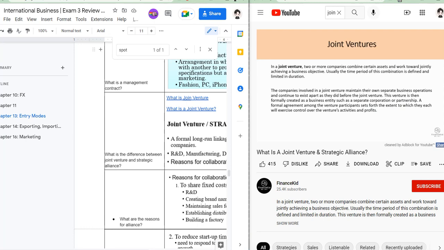So let's talk about joint ventures first. In a joint venture, two or more companies combine certain assets and work towards jointly achieving a business objective. Usually the time period of this combination is defined and limited in duration, so it's not indefinite such as M&A. So the companies involved in a joint venture maintain their own separate business operations and continue to exist apart as they did before the joint venture.